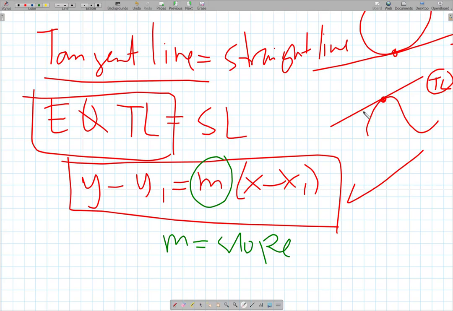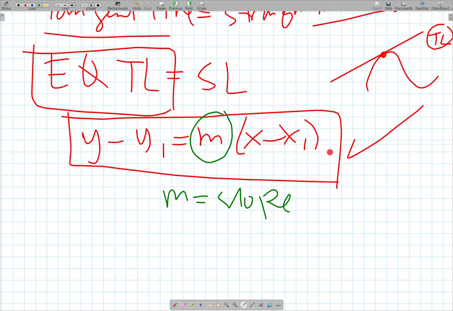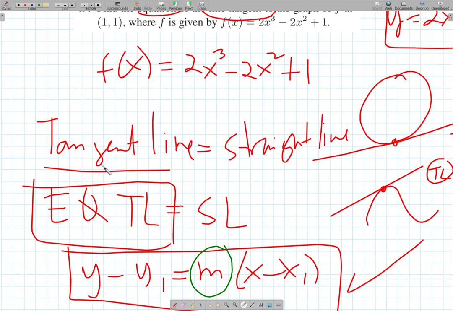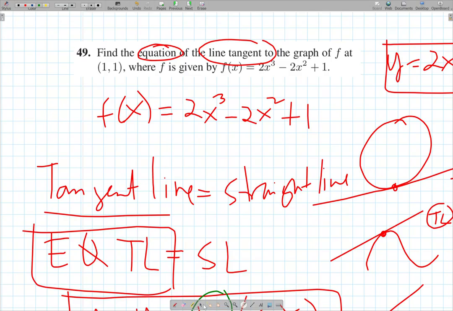So, to solve for the equation of the tangent line, since the problem asks to find the equation of the tangent line, we are using the equation y minus y1 equals m times x minus x sub 1. So we need the slope m. That is what we will find first, the slope of the tangent line. So let's isolate the question again.